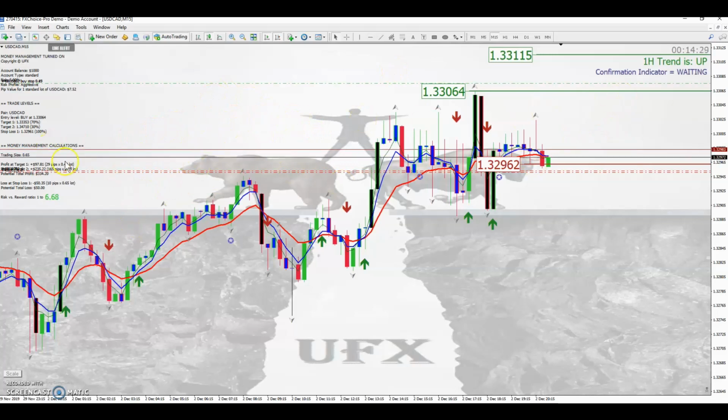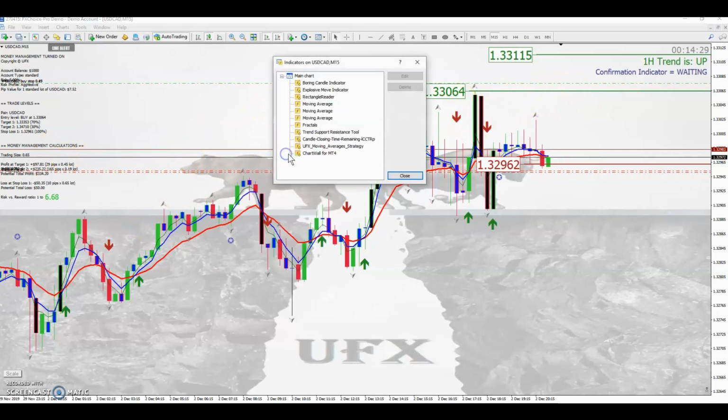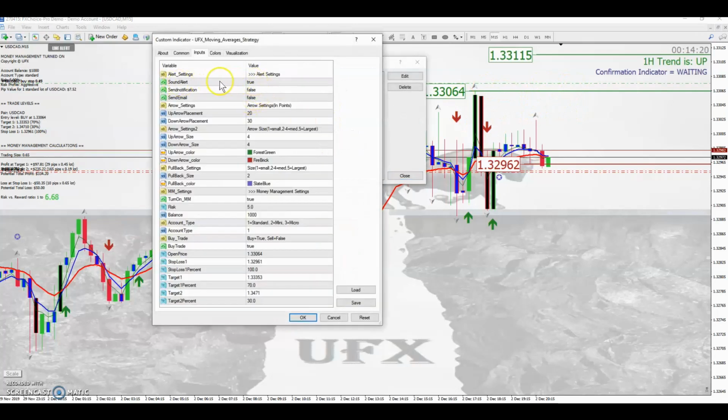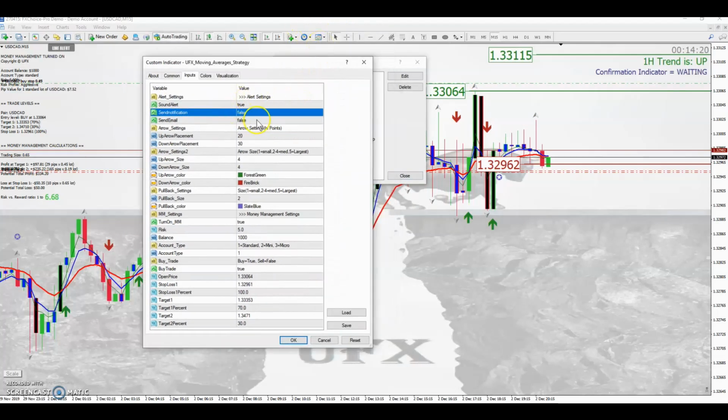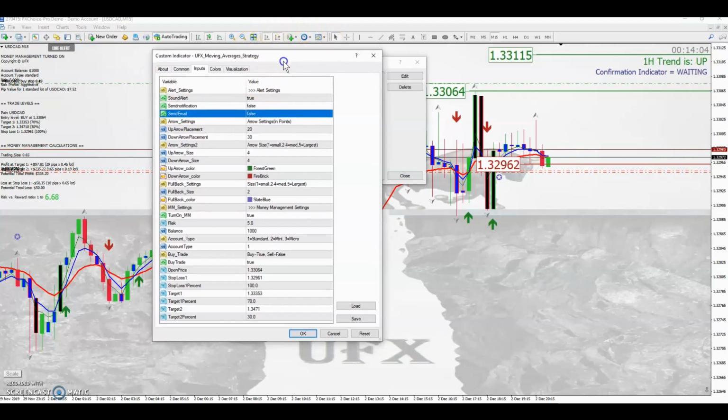Oh, one more thing I forgot to mention. As we leave it on here, we've set up the trade. You can see, make sure that the alerts are set to true. If you want to have a notification sent to the phone and you've got it set up within your MT4 platform, you can set the notification to true and also the email to true as well, as long as you've got it set up in your MT4 platform.